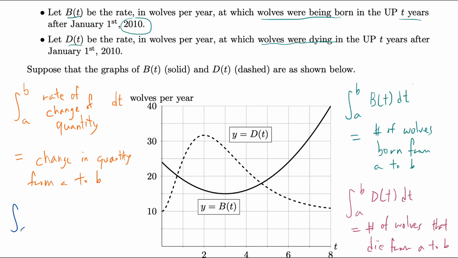What about the integral from a to b of b of t minus d of t dt? Well, there are many ways of thinking about this, but no matter how you see it, this is going to get you the change in wolf population.